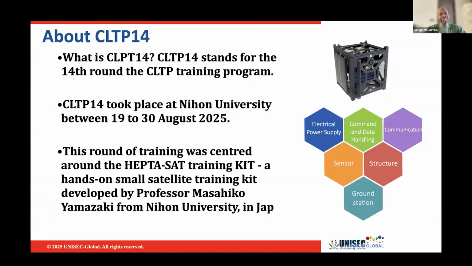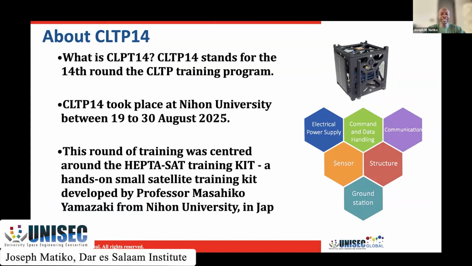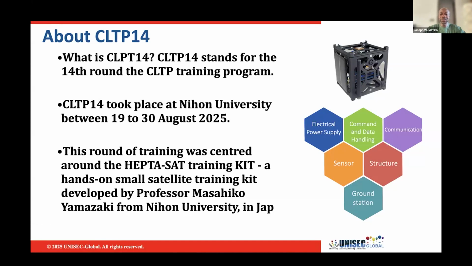And about the CLTP 14, so CLTP 14, as the name suggests, stands for the 14th round of CLTP training program. It was conducted in Nihon University between 19th and 30th of 2025. And this round of training, as I mentioned earlier, it was using the HeptaSat training kit. And I think the details will be given a bit later after my briefing introduction.